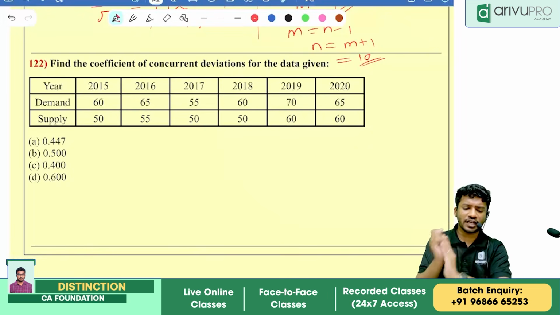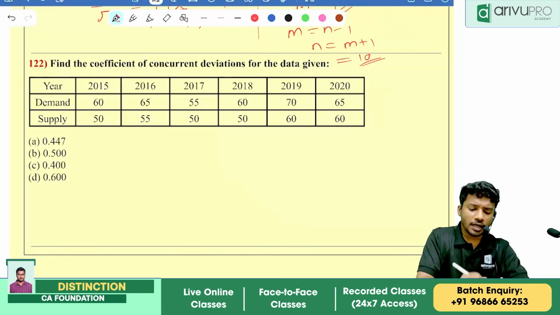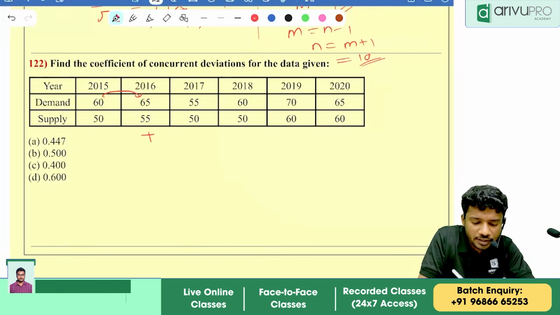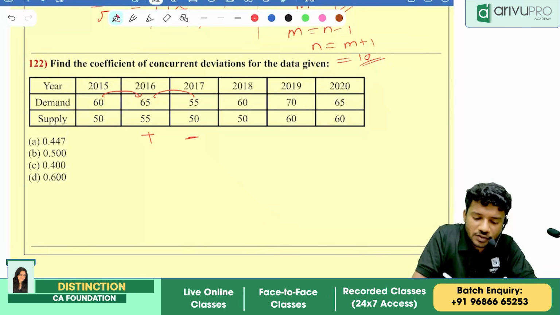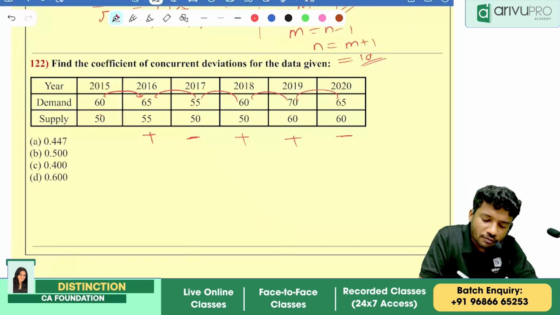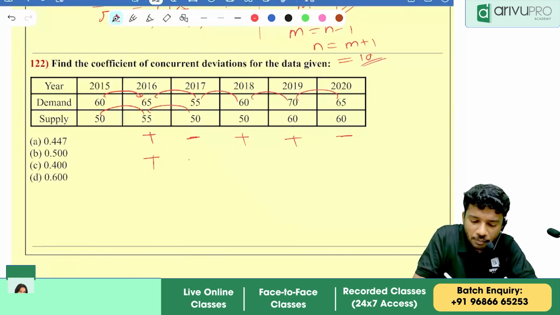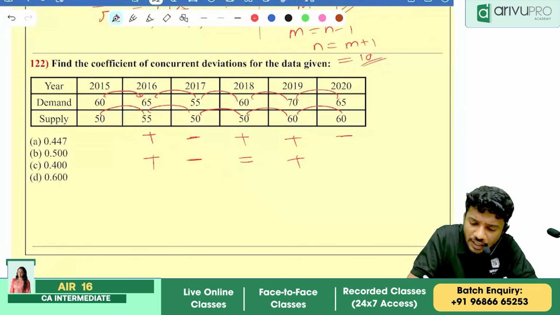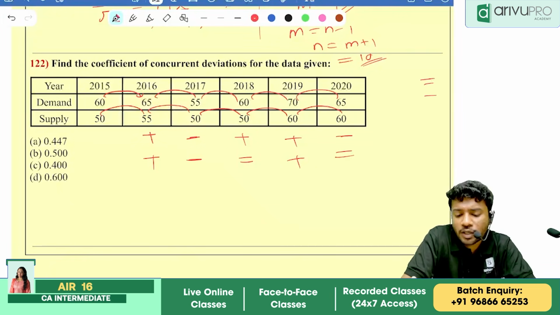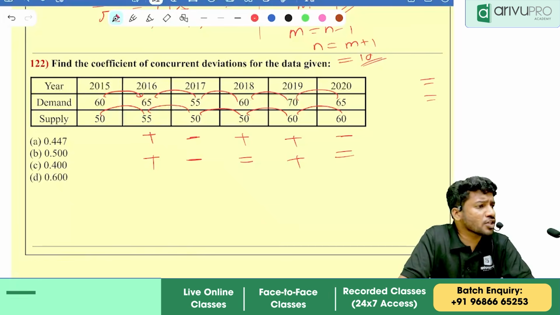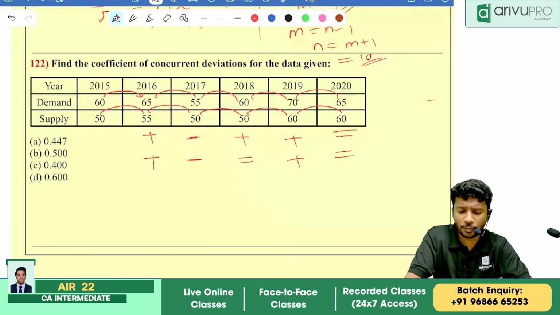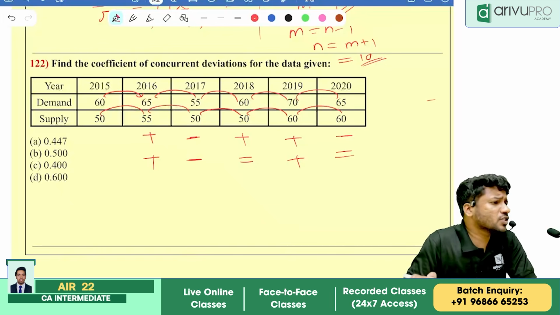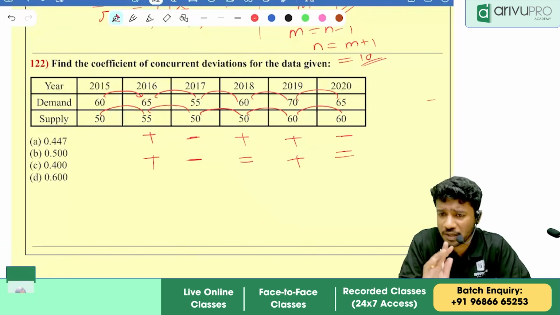Find the coefficient of concurrent deviation for the given data. 60 becomes 65: plus or minus, plus, then minus, then plus, then plus, then minus. 50 became 55: plus, minus. People, what is this? Equal to, then plus, then equal to. What if equal comes? Is there any deviation? No deviation. Even if the top is equal and the bottom is equal, we will not take it as C. We will not add it for C. Remember that. We will not use it.